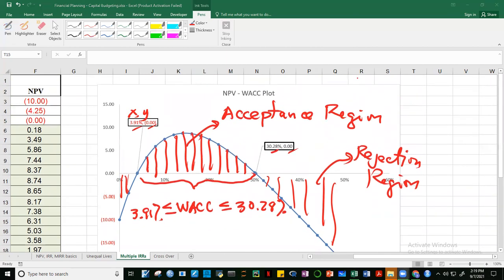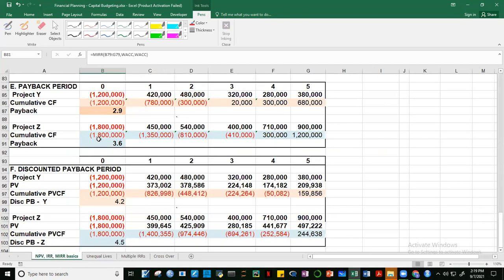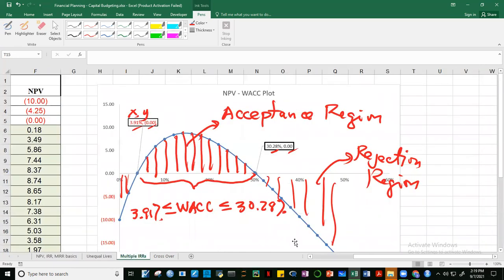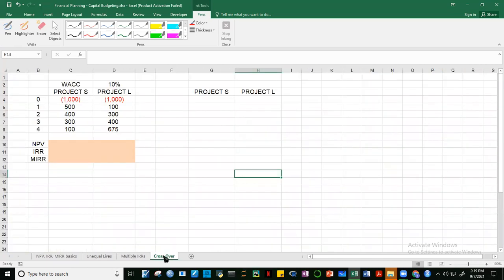Okay, so with that guys, I hope you learned something today guys. We were able to complete 3 worksheets. Itong payback natin, unequal lives at saka multiple IRRs. I'm just going to record this and then post it for you, para kompleto na tong financial planning long term. Stop recording.